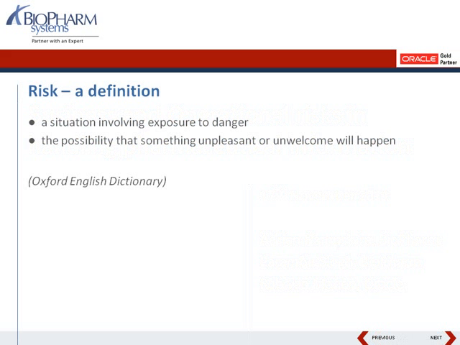Okay, so let's start in a pretty traditional way by understanding what we mean by risk. Here I've picked up from the Oxford English Dictionary a definition of risk. So risk is a situation involving exposure to danger. Alternatively, it's the possibility that something unpleasant or unwelcome will happen. Both of those definitions of risks apply in business, as we're well aware, and businesses themselves must be fully aware and prepared for all business and operational risks if the business is to continue and survive in the longer term.